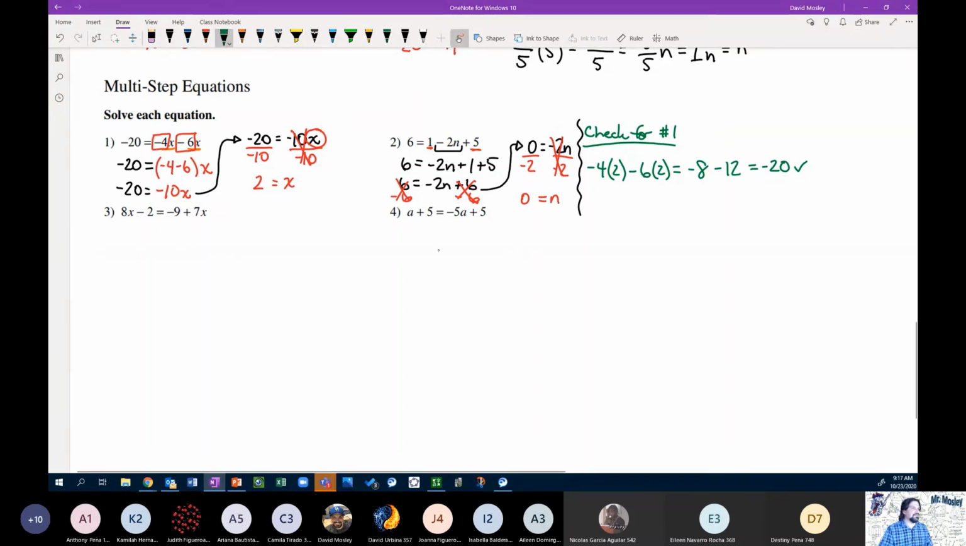All right, and then we'll check. And we will put in 0 for n in our original. We have 1 minus 2 times 0 plus 5 is 1 minus 0, because anything times 0 is just 0, plus 5. And then it's 1 plus 5, which equals 6, and that's what we wanted.